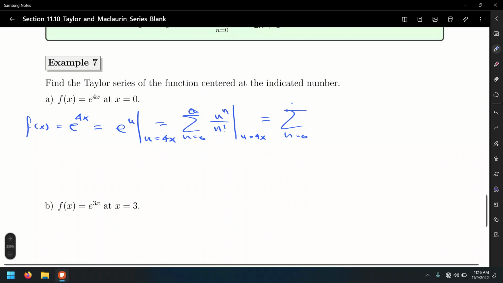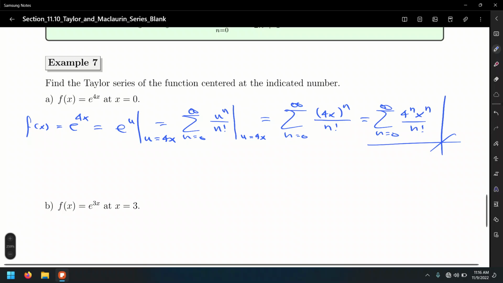Sigma n equals 0 to infinity, 4x to the n over n factorial. And we're essentially done with writing down the series in terms of x. However, we need to further simplify this by distributing the power over the 2 factors inside of the parentheses. And that is sigma n equals 0 to infinity, 4 to the n, x to the n over n factorial.